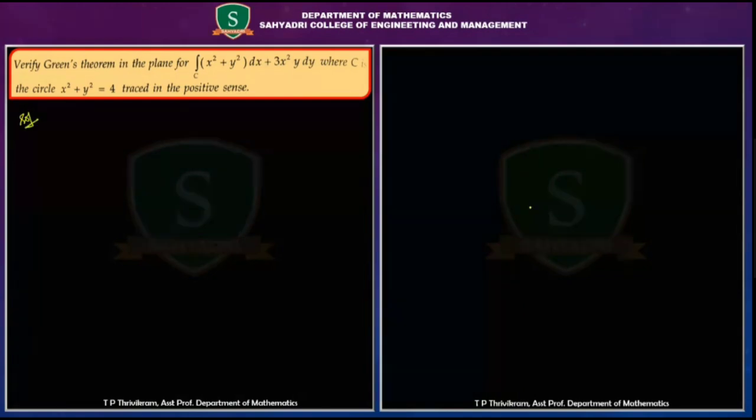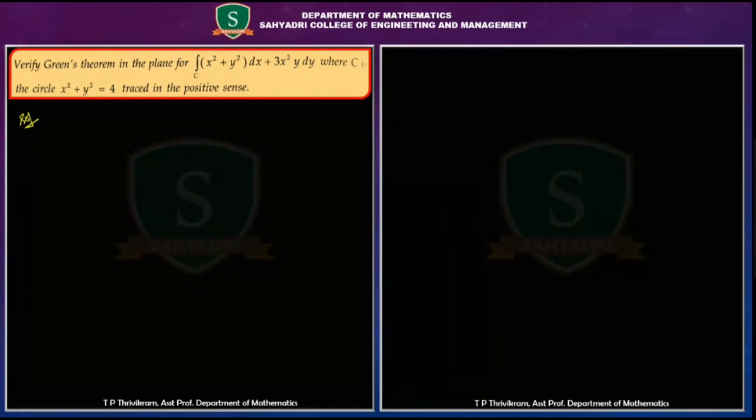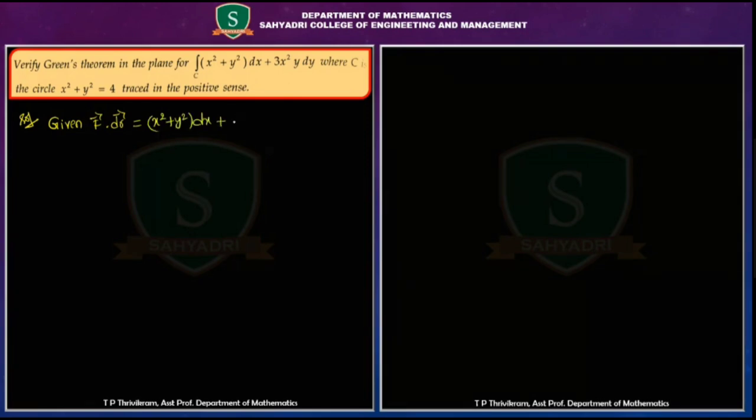Solution. So here we need to verify again Green's theorem for this integral x square plus y square dx plus 3x square y dy around the circle, in positive sense they have said. So let us see what is it. Given f dot dr is equal to this integrand you have to write, that means x square plus y square dx plus 3x square y dy.